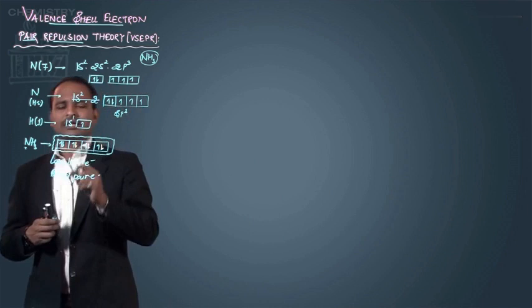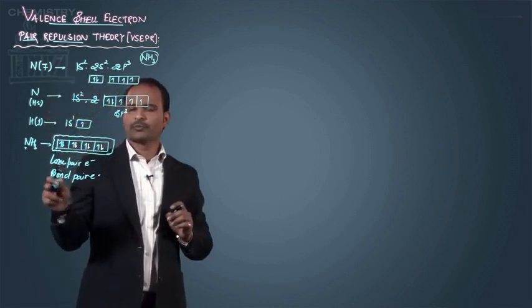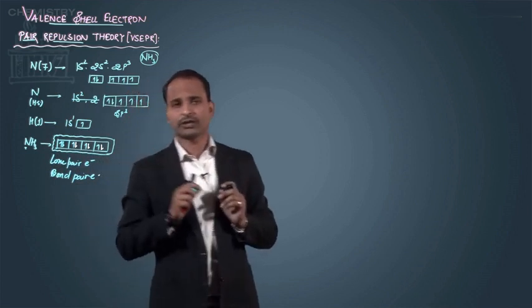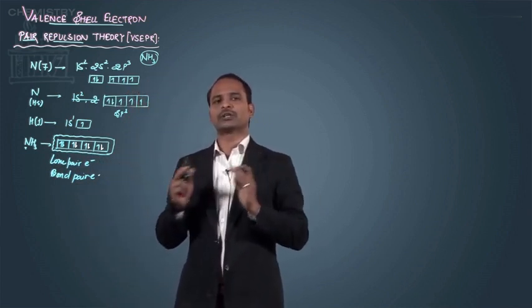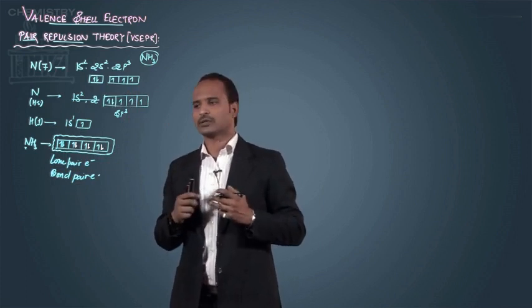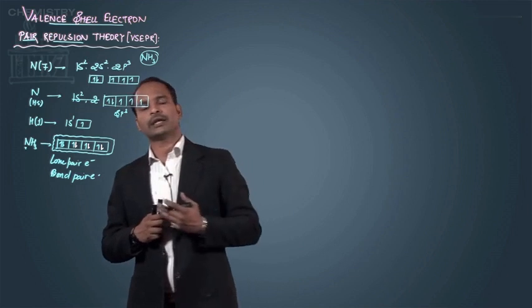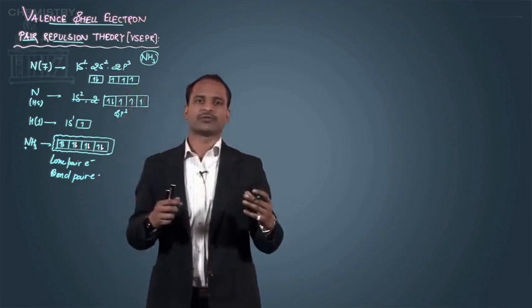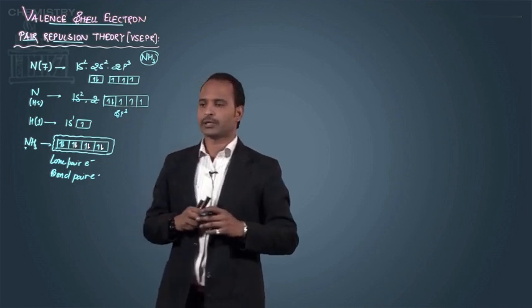Now here we have 4 pairs of electrons, but of these 4, 1 is a lone pair and 3 are bond pairs. So we have 2 types of electron pairs. The repulsive forces exerted by the lone pair and the bond pair electrons are different. The lone pair electrons generally produce more repulsion compared to the bond pair electrons.